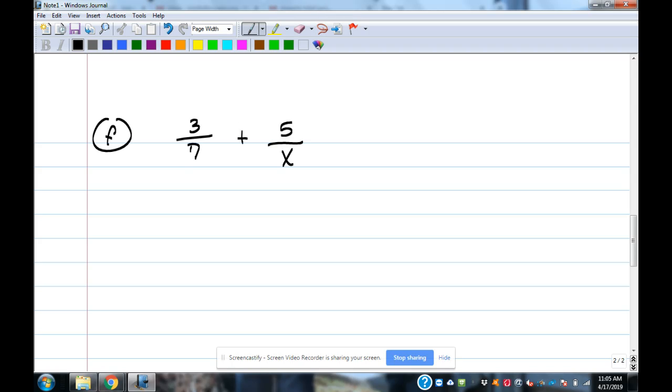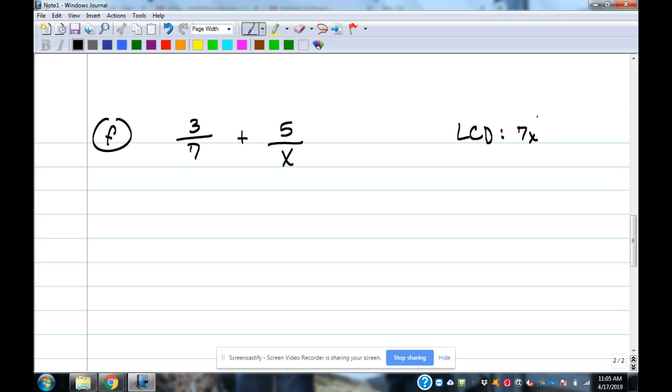Was there anything in common between 7 and x? No. So there's nothing that's shared. So when we go to do the least common denominator, it's just going to be the product of those two, which is 7x. Then we've got to go back and fix those.